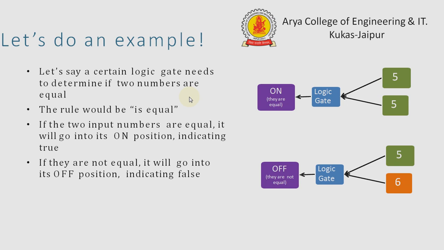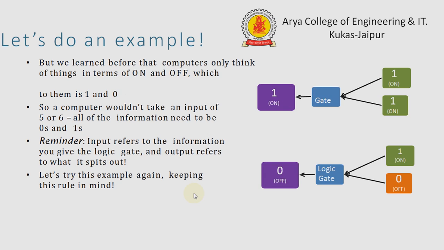So let's do an example. Let's say a certain logic gate needs to determine if two numbers are equal. The rule would be "is equal". If both are equal, the gate is on, and off when they are not equal. These are the inputs applied to the logic gate, and when both are not equal, the gate is off. So if the two input numbers are equal, it goes to the on position, and if they are not equal, it goes to the off position. So they are indicating true and false.